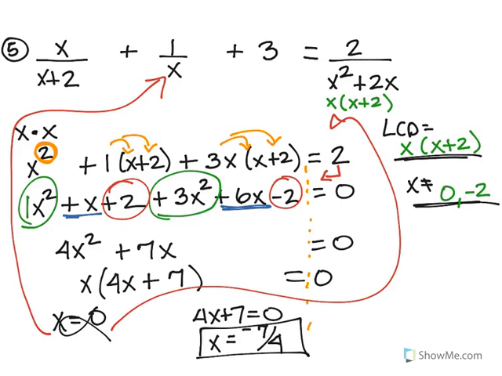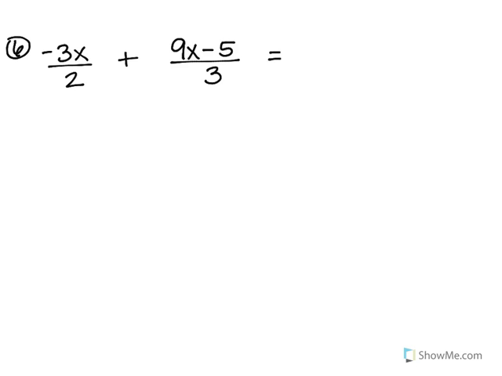Questions. Still okay? Okay. We're going to do one more, and then we're going to jump into the next type of equations. Let's do one more. Number 6. Negative 3x over 2 plus 9x minus 5 over 3 equals 11x plus 8 over 6x.